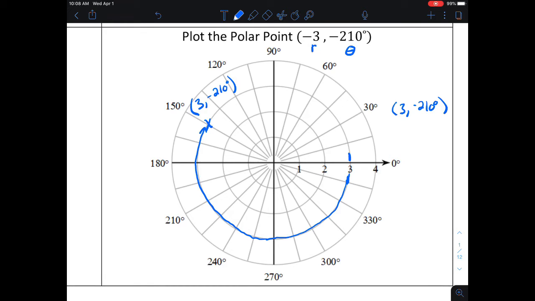Now, we wanted to have a negative radius. So what we would actually do now is we would have to project back through the pole along that same line that that negative 210 degrees rotation is on. And that's going to put us right here at this point. So this is my point P.